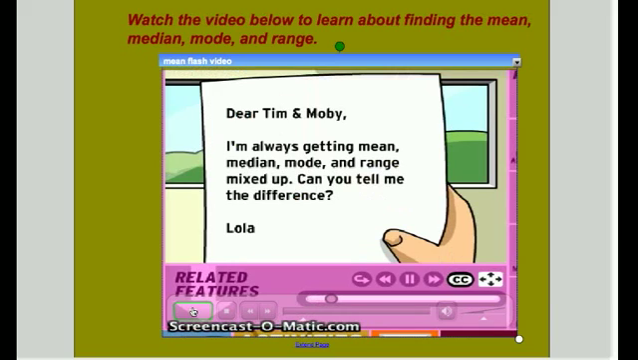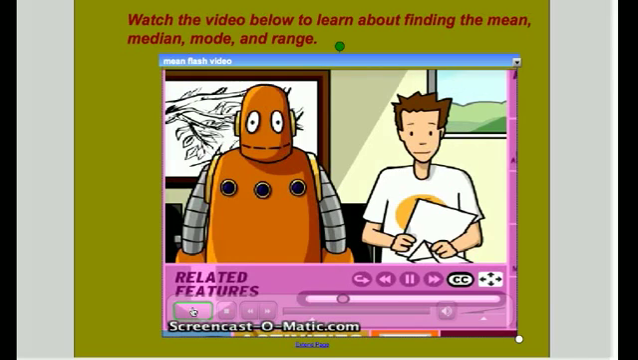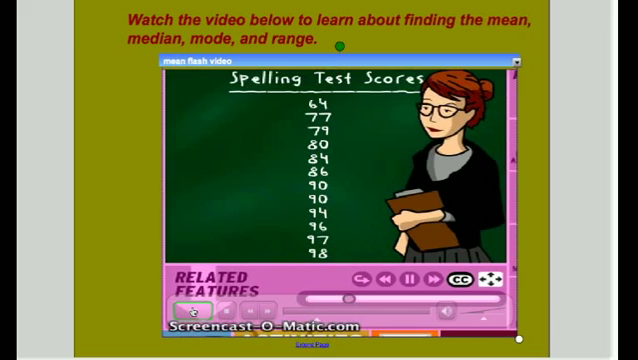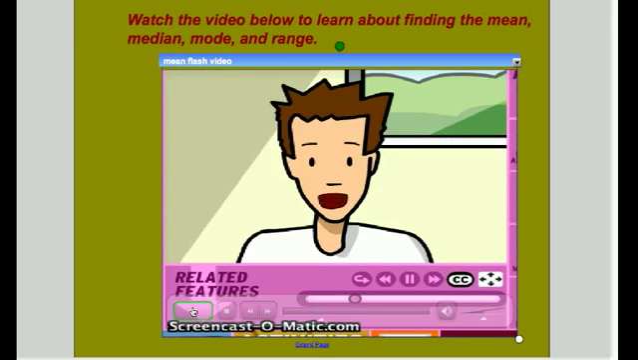Dear Tim and Moby, I'm always getting mean, median, mode, and range mixed up. Can you tell me the difference? From Lola. Sure thing. Take this spelling test that my class just took. Our teacher posted the scores on the blackboard, without any names, of course. We use the terms mean, median, mode, and range when we're talking about a list of numbers like this one.